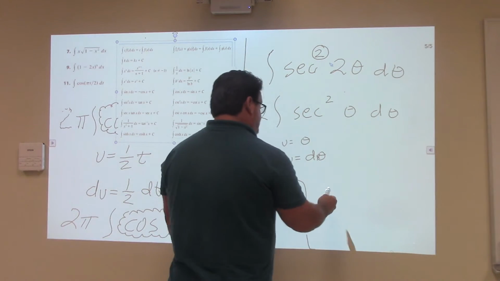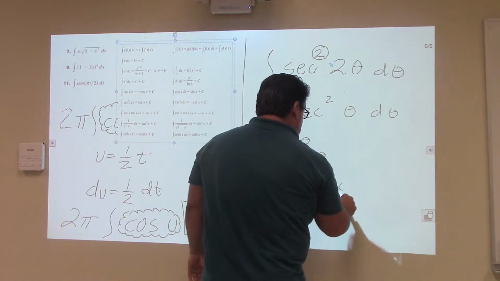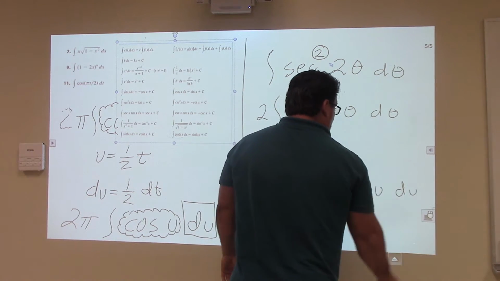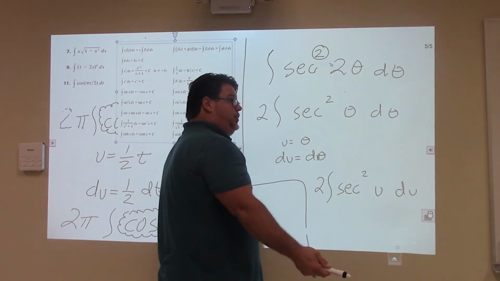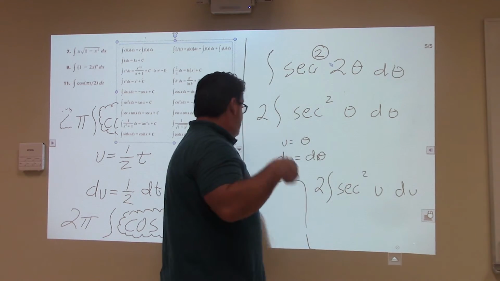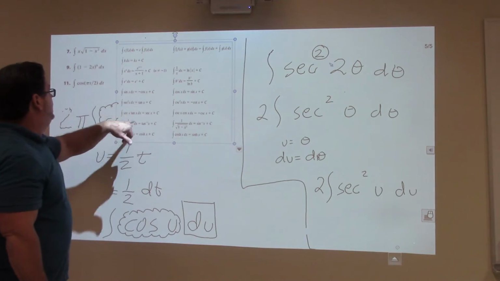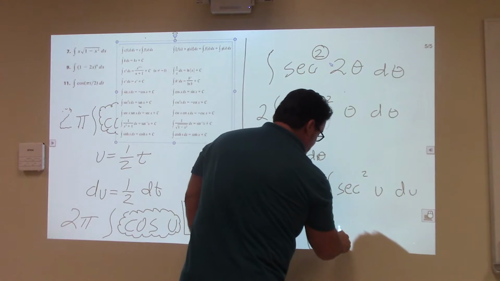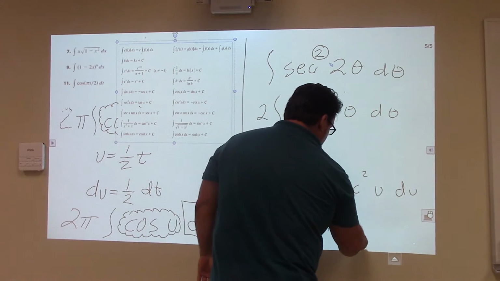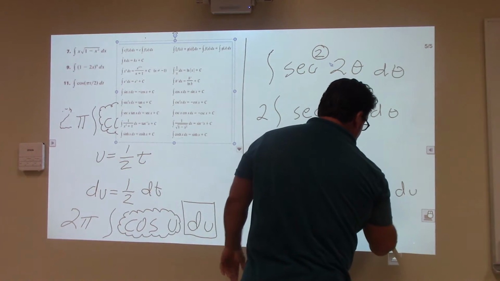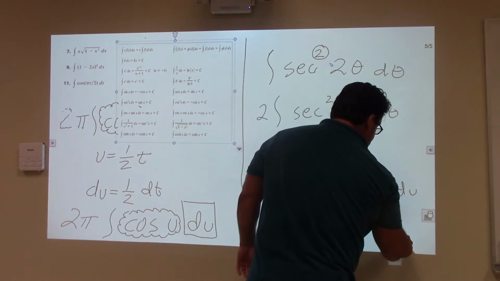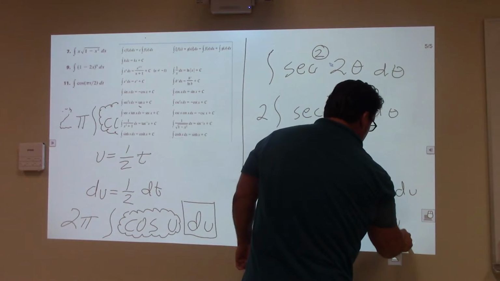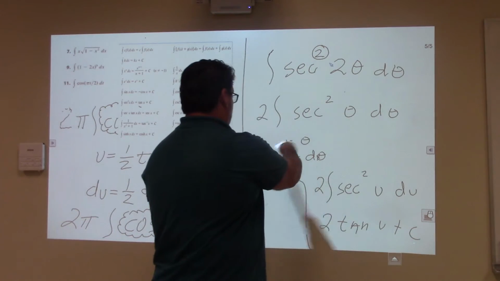So 2 secant squared of u du. And what is the antiderivative of the secant squared of u? We just have it right here. Tangent. So the answer is 2 tangent plus what? 2 tangent of u plus c. And what is u? Theta.